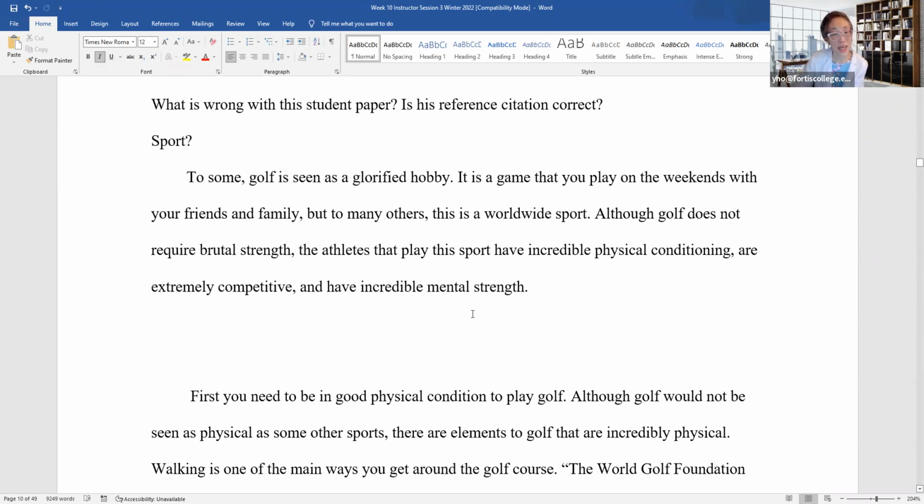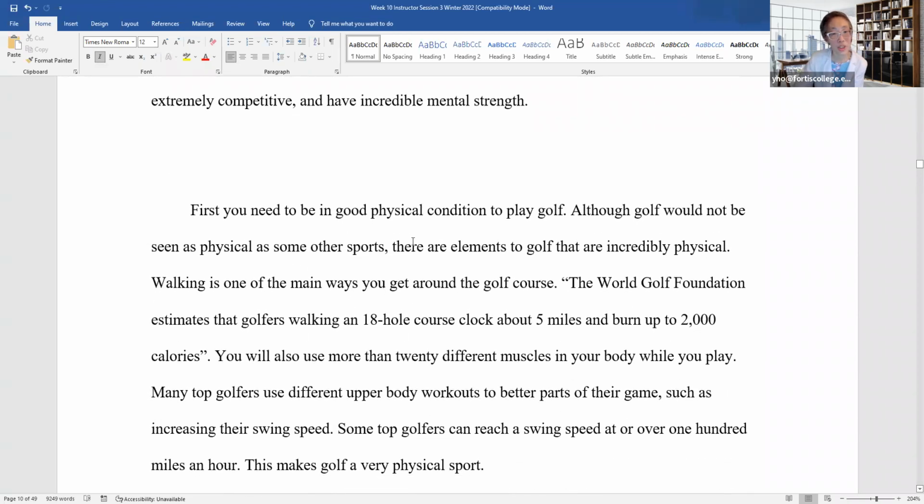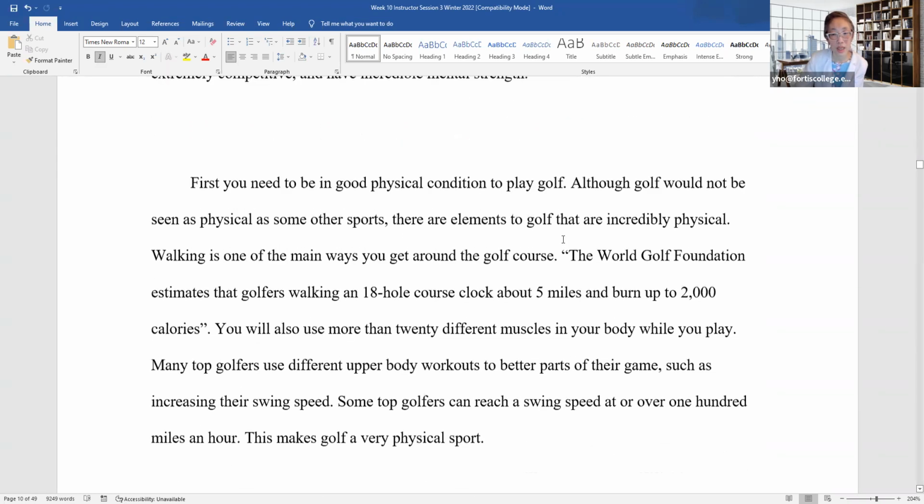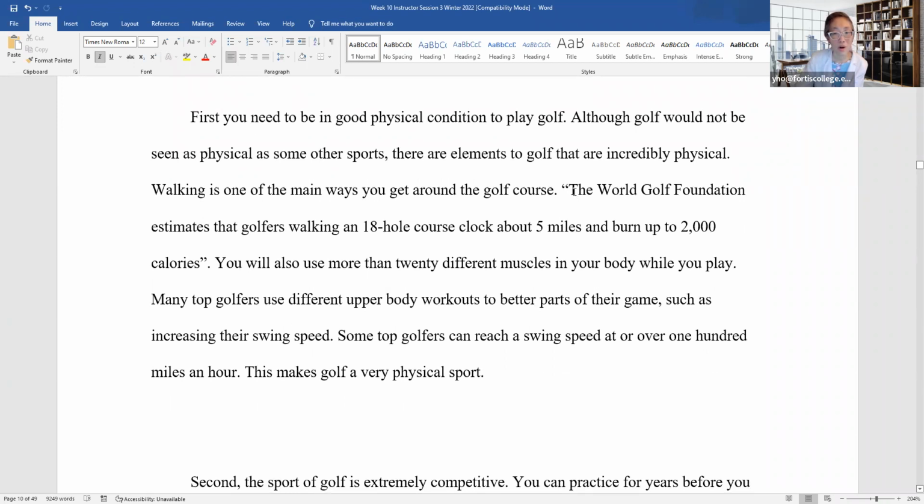So this person has an excellent thesis statement with excellent parallel structure. Adjective, noun, adjective, noun, adjective, noun. Very good. She also has a matching topic sentence. "First, you need to be in good physical condition, incredible physical conditioning." And so she has, "The World Golf Foundation estimates that golfers walking an 18-hole block clock about 5 miles and burn up to 2,000 calories." So she remembered to put in her source.